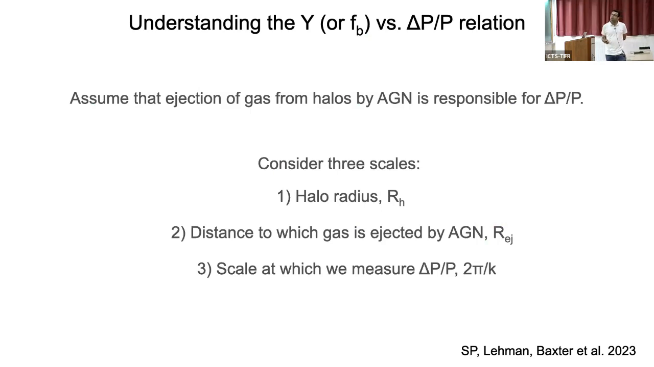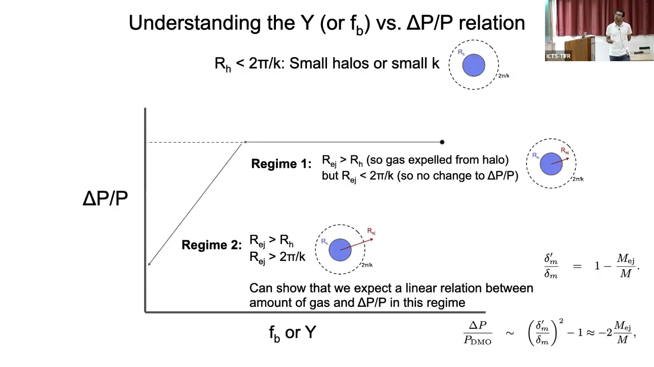So let's consider 3 different scales. The halo radius, which is R_h, the distance to which the gas is ejected due to any feedback process, so say R_ejected, and the scale at which we actually measure the power suppression, but we will do a hand wave and say the scale is equal to 2π over k. So let's understand the case where the halo radius is smaller than the scale at which we are measuring the power suppression. In here, particularly in this regime where the feedback is a little bit small, if any feedback process happens, it will eject the gas. So R_ejected will be here, but it will still be smaller than 2π over k.